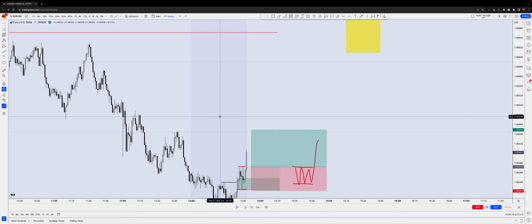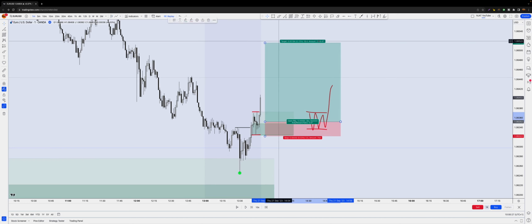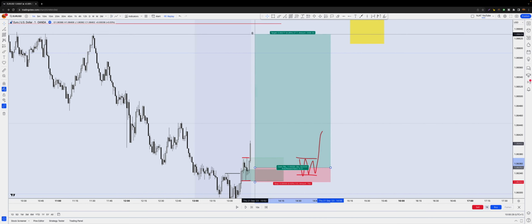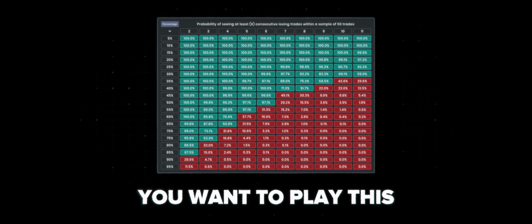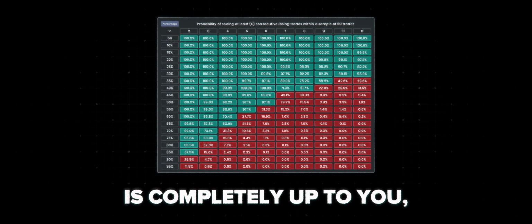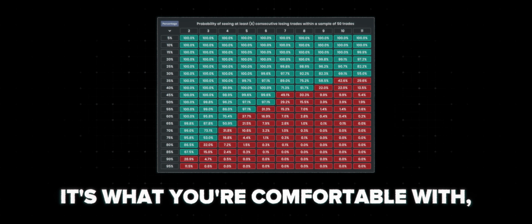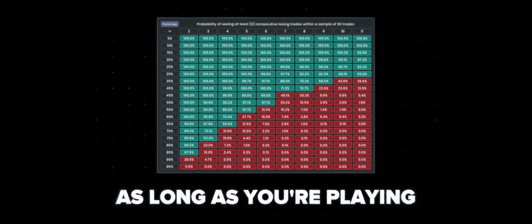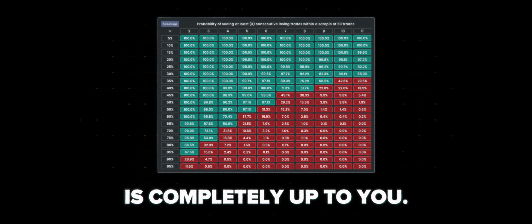Now we go for those higher risk to rewards, so we naturally have a smaller stop loss, and the max stop loss we go for is a 3 pip stop loss. So this is how we would play this. And again, you can see that that same risk to reward becomes a 1 to 10 pretty easily. So depending on how you want to play this, it's completely up to you. There's no wrongs and there's no rights when it comes to risk to reward. It's what you're comfortable with. As long as you're playing the pattern and as long as you have a safe stop loss, risk to reward is completely up to you.